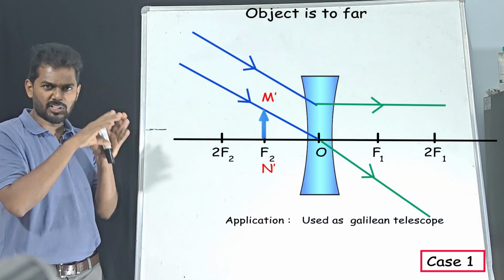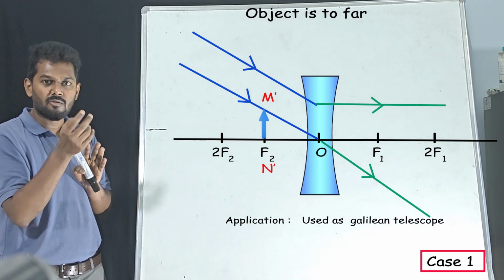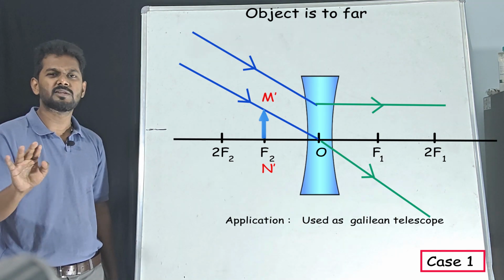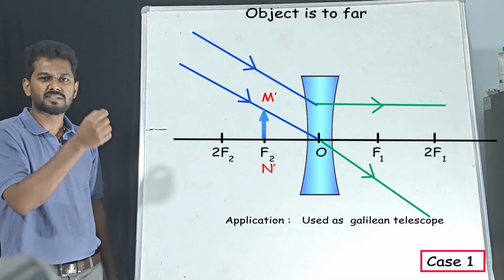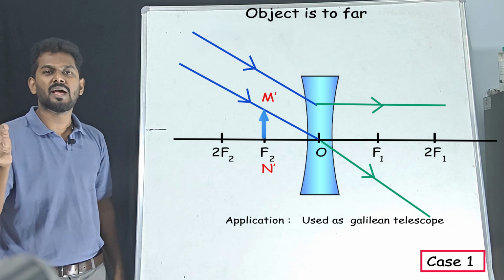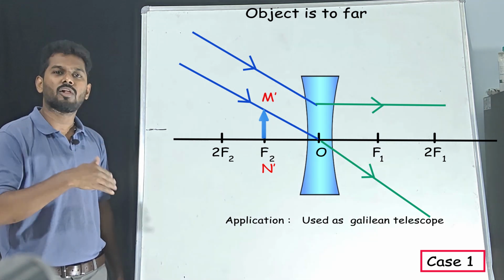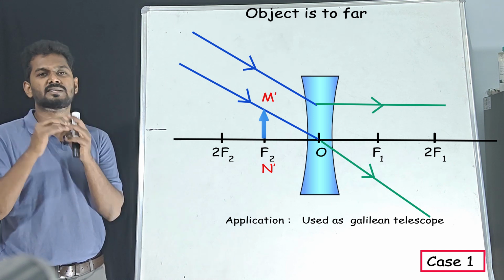Okay, whatever the image found by the convex lens, we have to erect it again. So we are going to use both the lenses. So very simple how to write. It is used as Galilean telescope to get the erect image. This is what you are going to write. All the explanation is just for your understanding.